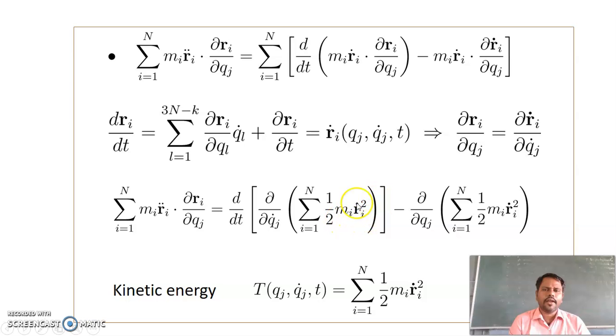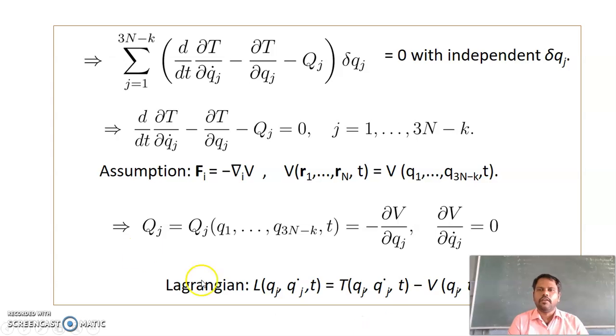Summation of mi Ri dot square is nothing but the kinetic energy term. So the kinetic energy as a function of Qj dot and t is given by summation i is equal to 1 to n of mi Ri dot square. So substituting this term to be T, the above expression reduces to d by dt of dou T by dou Qj dot minus dou T by dou Qj minus Qj, into delta Qj.